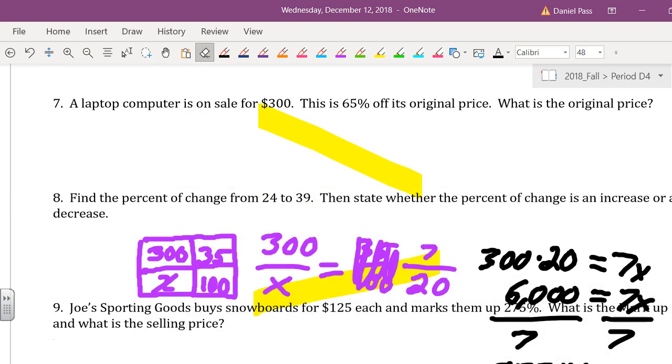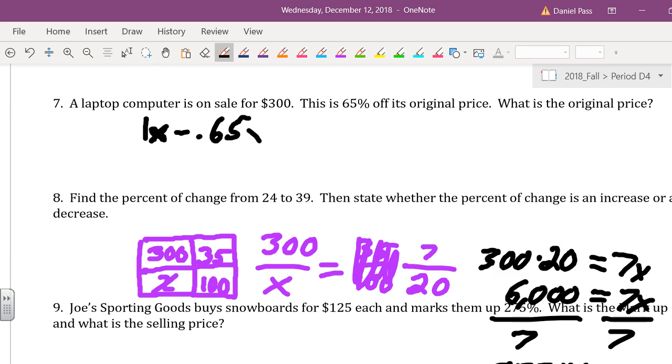Now I'm going to use the equation method here. A way that you could do it using the 65% at first, the only way to do it would be like this: 1x, which is the original amount, we don't know what it is, but we take that amount and subtract 65% of it, which is 0.65 times it, equals 300 bucks.